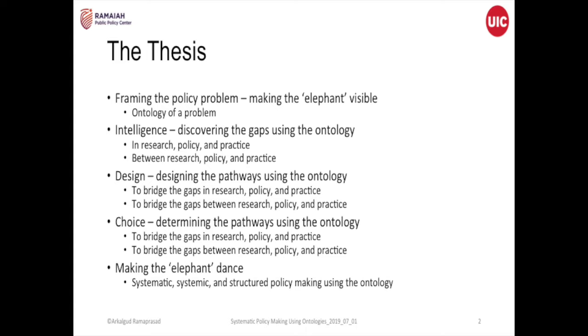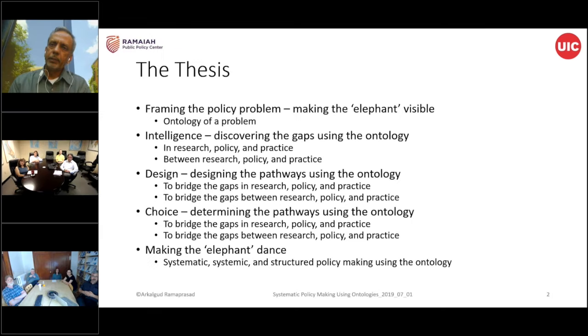What we are talking about is using the ontology to discover the gaps in research, policy, and practice, and between research, policy, and practice, which we can call intelligence. Design is about designing the pathways for using the ontology to bridge those gaps. And the last one is the choice of determining the pathways using the ontology to bridge the gaps in research and between research, policy, and practice.